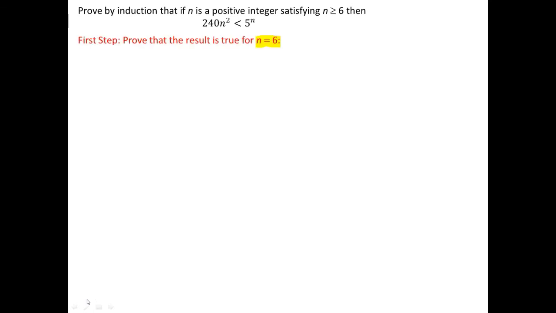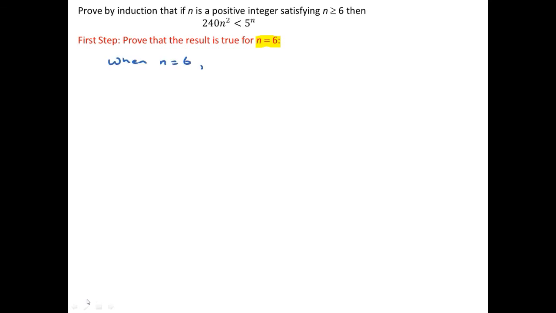So as always, we're going to first of all start off with the first step. Now the first step in this case is not going to be with n equals 1, because the result isn't true when n equals 1. The first value for which the result is true, we saw from the spreadsheet, was n equals 6. So we're going to clamber onto the ladder not at n equals 1, but at n equals 6.